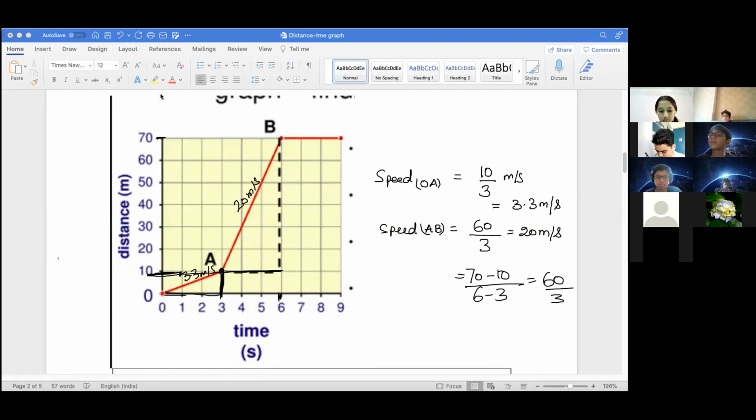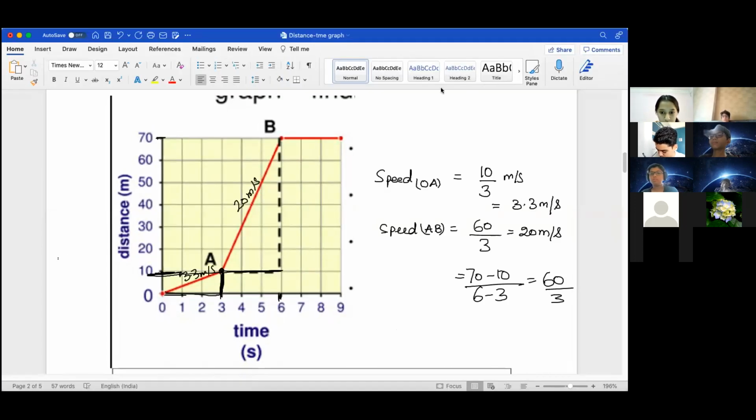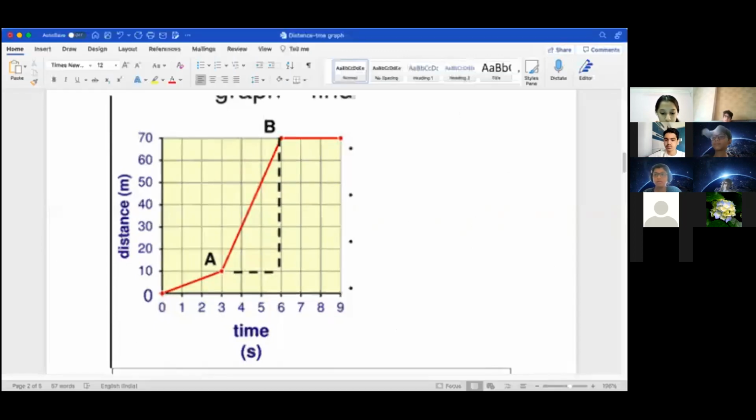Okay, one more question. This question is homework. Take a screenshot and do it. Okay, I'm erasing it and giving you another question.